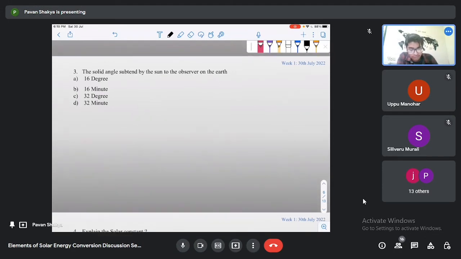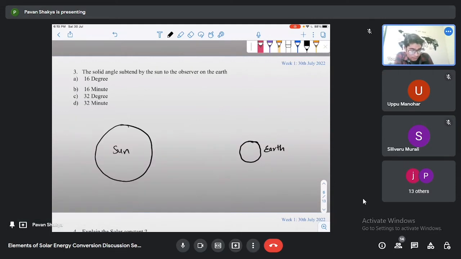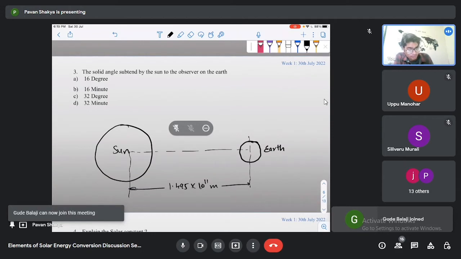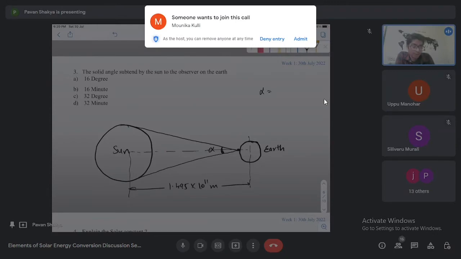So I will try to show you how we calculate this angle. If you see the lectures, then you will be able to answer all these problems. So suppose this is the sphere that represents our Earth, and this one is the Sun. As we know, the distance between the Sun and Earth centers is around 1.495 into 10 to the power 11 meters. The question asks for the solid angle subtended by the Sun to the observer on the Earth. Suppose this is the observer, and then what will be the angle subtended by the Sun to this observer? So this is the alpha that we want to calculate.